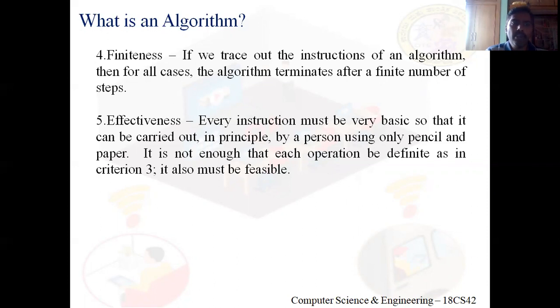Next point, effectiveness. Every instruction must be very basic so that it can be carried out even by hand using only pencil and paper. Effectiveness here means that, in general, an algorithm is not machine dependent. It is independent of the machine and of any programming language. In mathematics you are taught how to solve problems by hand, performing them step by step. Even that I will call an algorithm. So effectiveness means every instruction should be very basic. Clear?